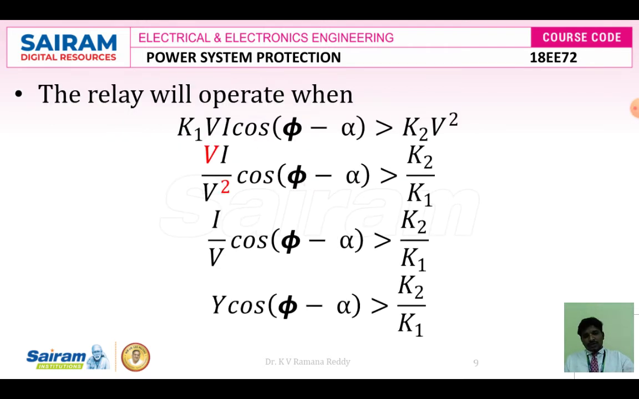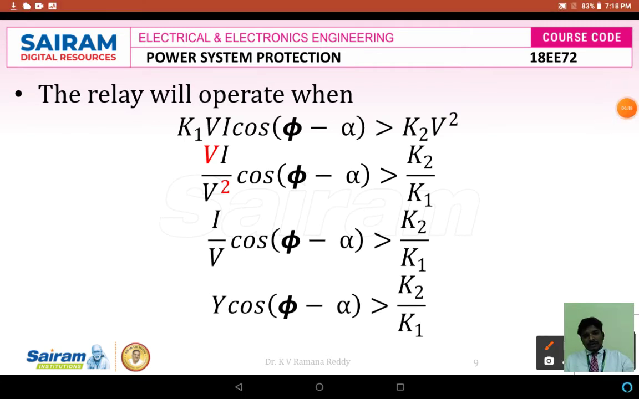close the circuit breaker. The relay will operate under the condition when the torque K1 Vi cos(φ − α) is greater than K2 V². Then it trips the circuit breaker. So from here, if you move this V² to the other side, the above equation becomes Vi divided by V² into cos(φ − α), and K1 we move to the right-hand side. Then the equation becomes Vi/V² cos(φ − α) is greater than K2/K1.